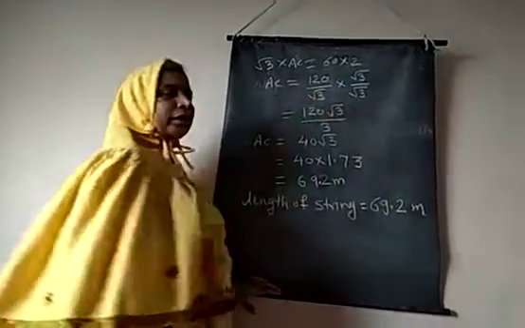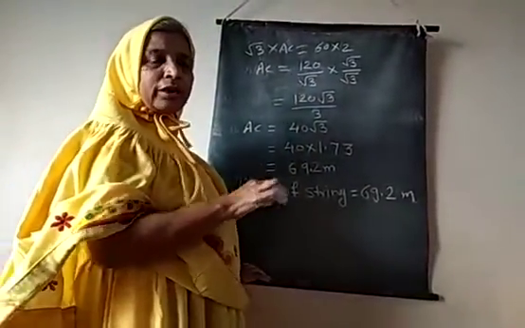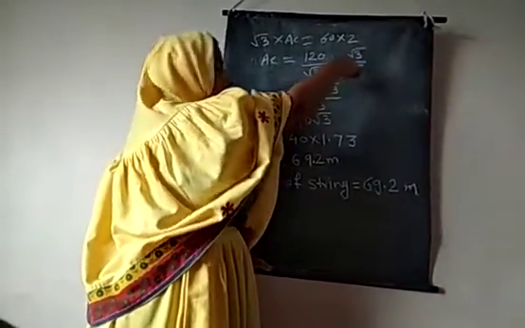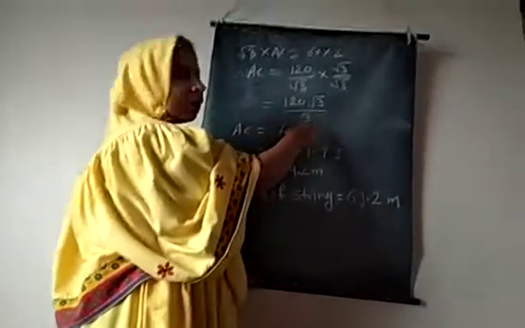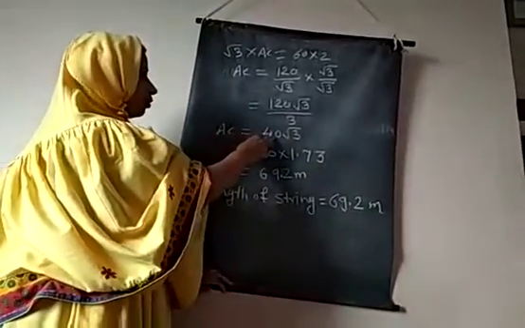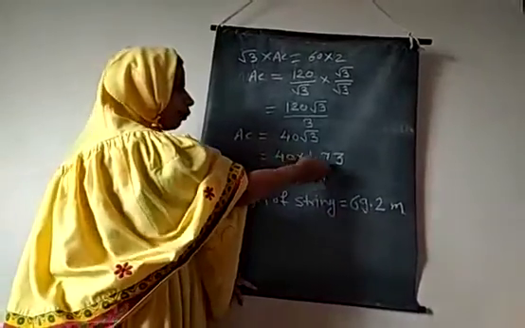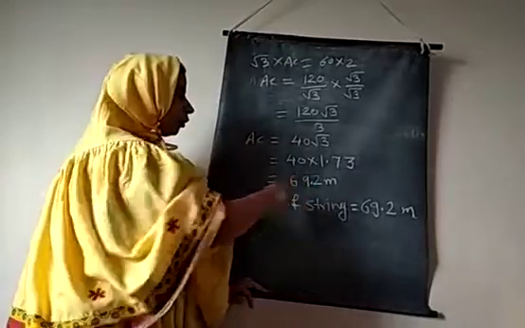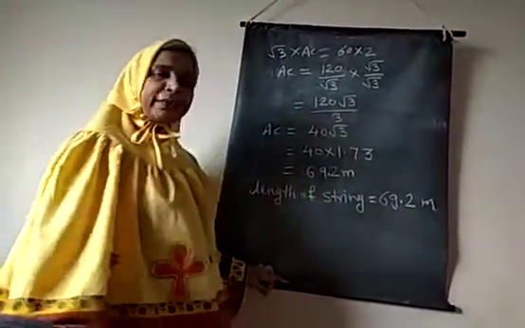Now in the denominator, the irrational number root 3 is there. We don't want an irrational number in the denominator, so we are rationalizing. Rationalizing the denominator with root 3 upon root 3, the product is 120 root 3 upon 3. This 120 is divided by 3. So AC is 40 root 3. The root 3 value is given in the question as 1.73. We put in the root 3 value and find the answer, that is 69.2 meter. Therefore, the length of the string is 69.2 meter.